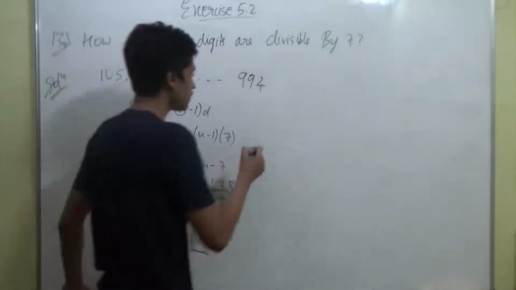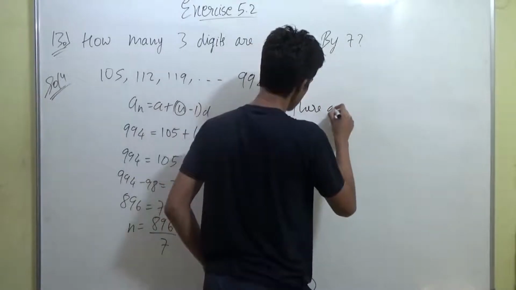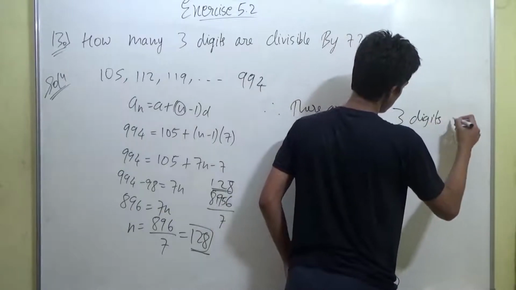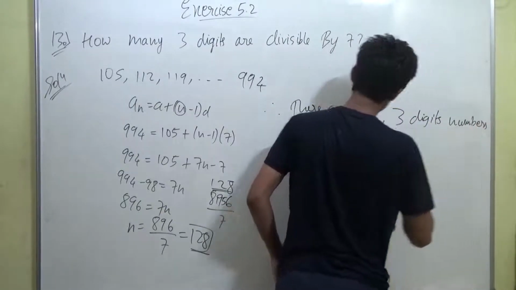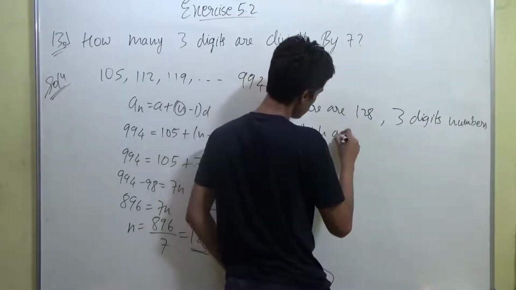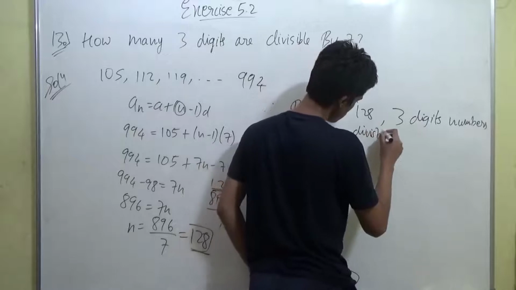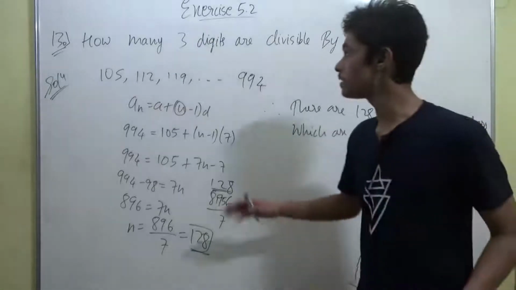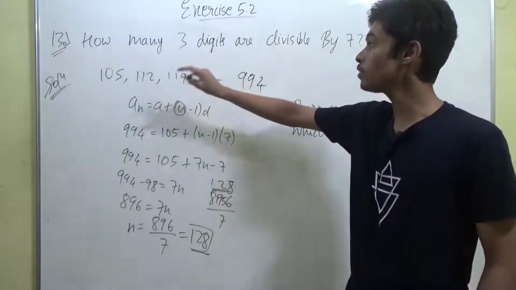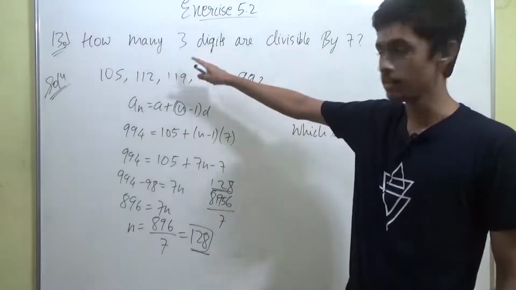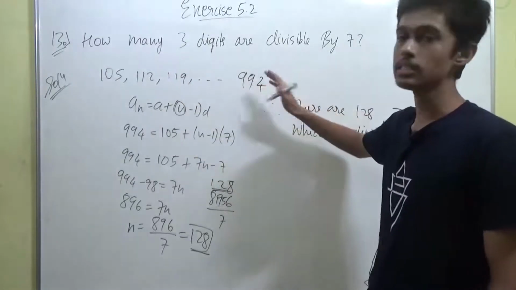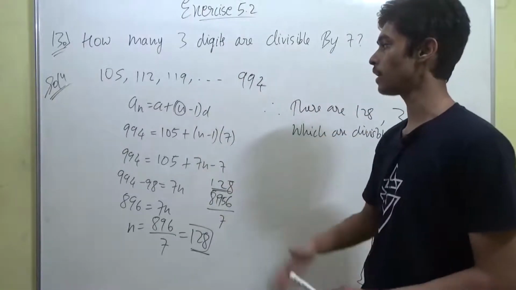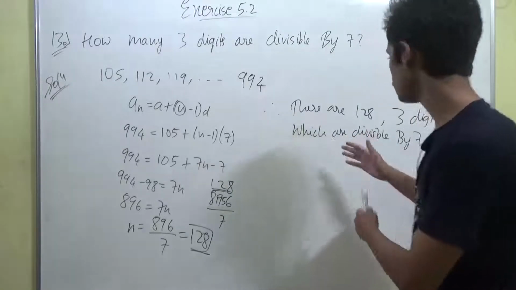Therefore, there are 128 3-digit numbers which are divisible by the number 7. As simple as that, guys. So the first step was the only conceptual step in this question. We have to start from the 3-digit number which is divisible by 7 and end at the last 3-digit number which is divisible by 7. Then we found the series, and then we found how many terms are there in this series by using the formula an equal to a plus n minus 1 into d, and then finally we found the answer.